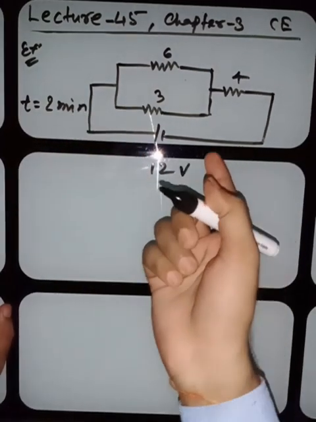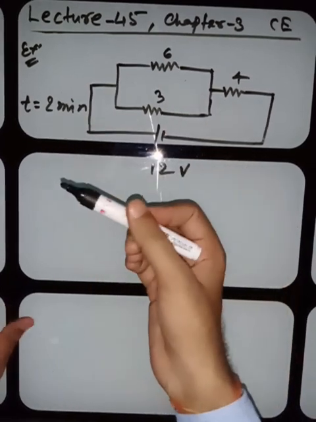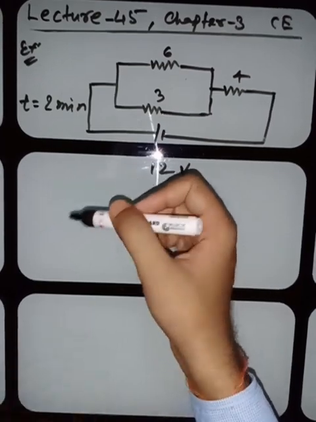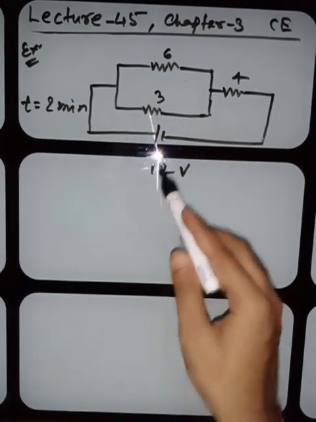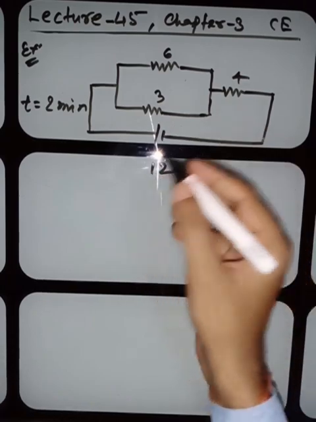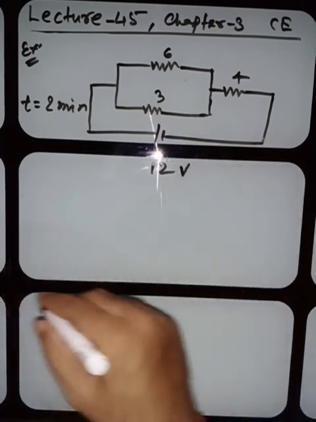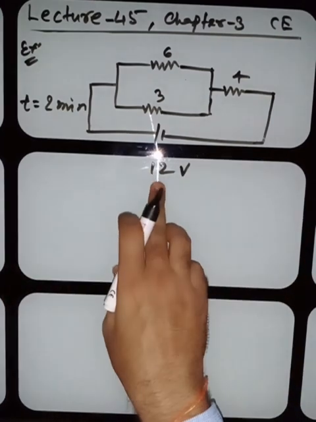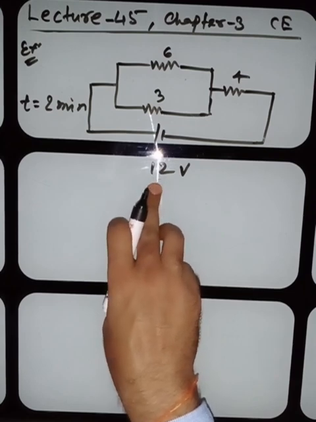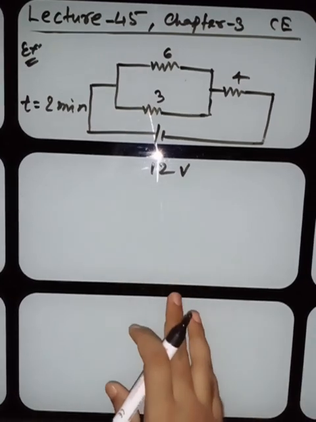Then you have to find the heat radiated by all these three resistors in that 2 minutes. This is your question, my dear students. Try to solve. If you can solve, pause the video and solve this question. This is 12 volt. Remember, it might look different due to the flash of my phone camera. That's why I'm telling you it is 12 volt.